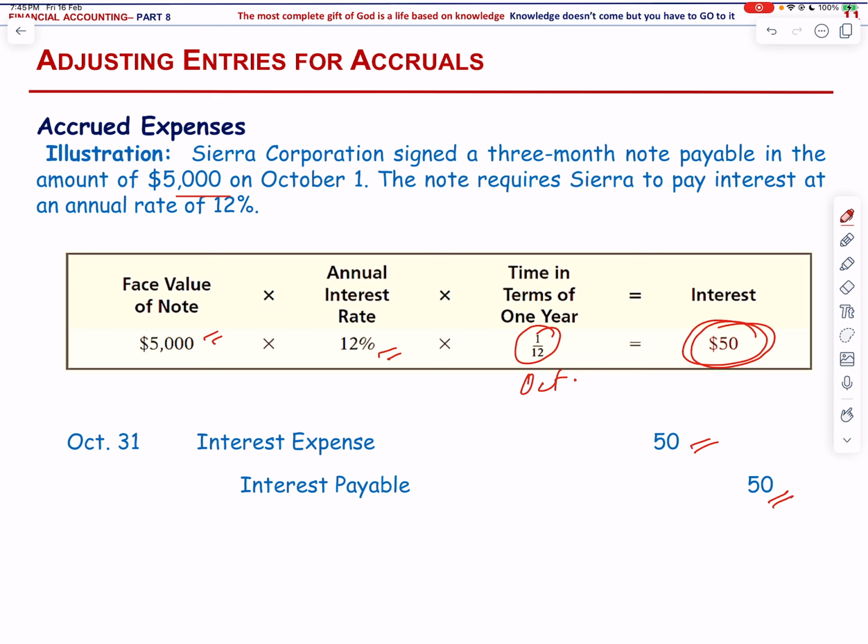You can see that expenses have increased and so have the liabilities. This has been illustrated here as well. Our liability increases for the interest that we have not paid and this will decrease our stockholders' equity. So interest expense is debit and interest payable is credit.